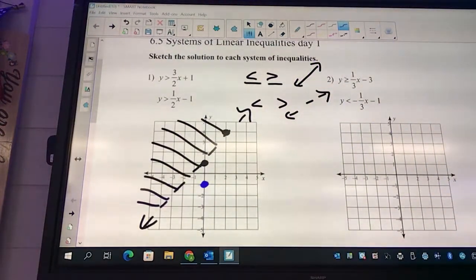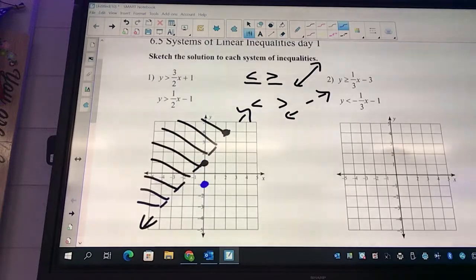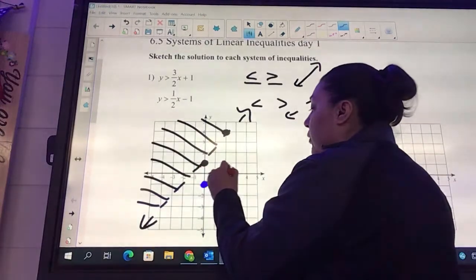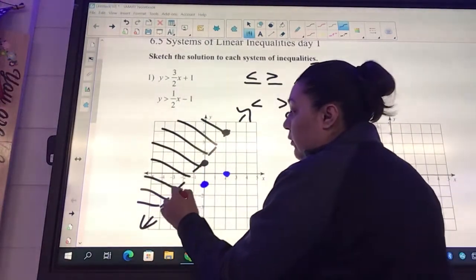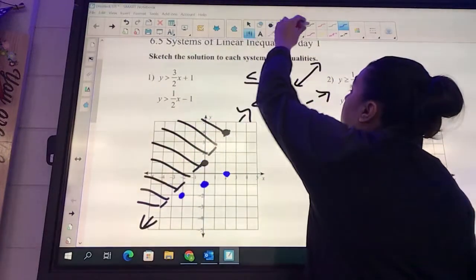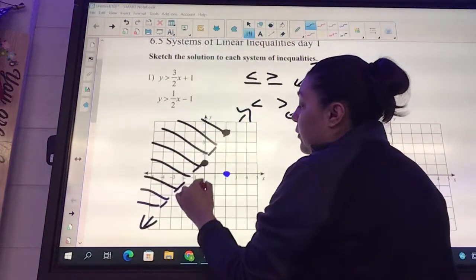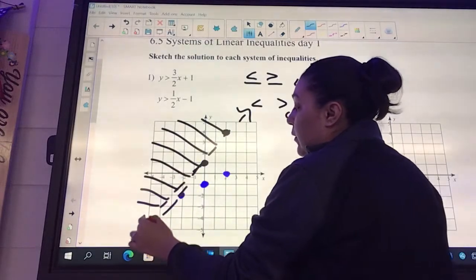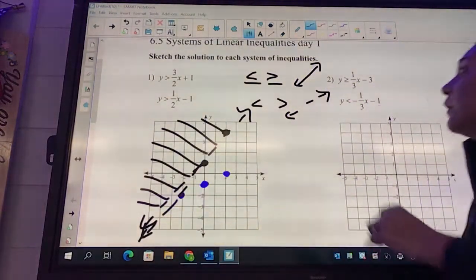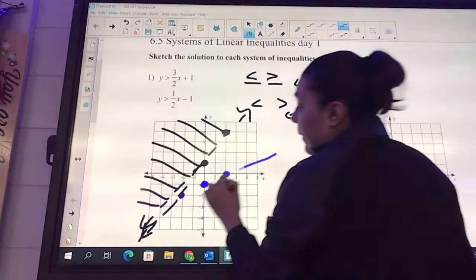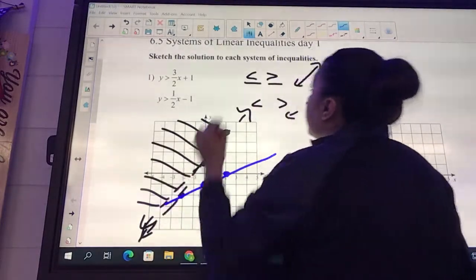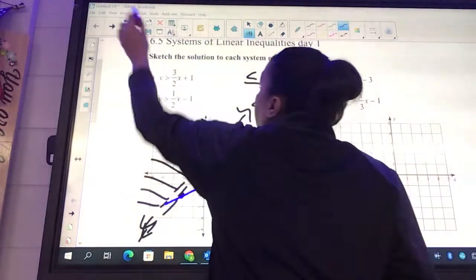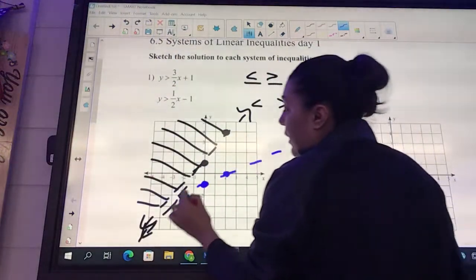What is its slope? 1 over 2. So we're going to go up 1 over 2. Okay, or you can go down 1 over 2. And this one I really should have plotted more points, but 1, 2, 3, 1, 2. Oh, it should have been a dotted line, huh? Okay, and then this one gets a dotted line.